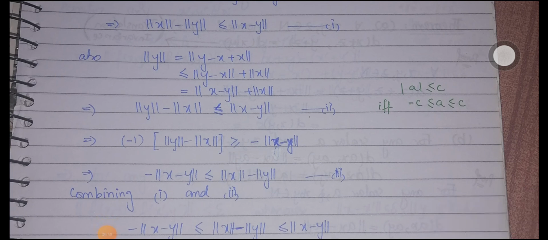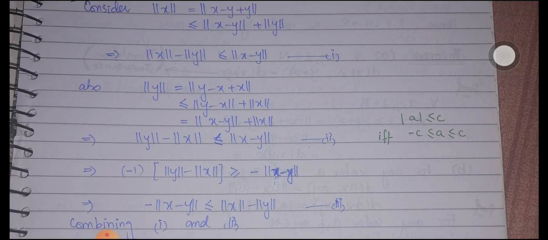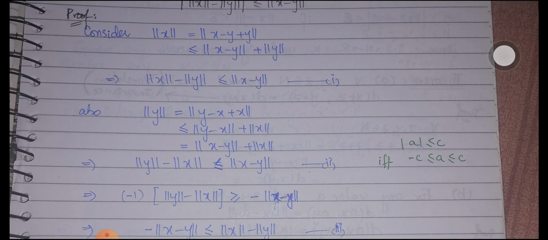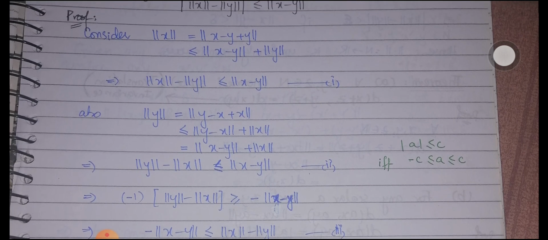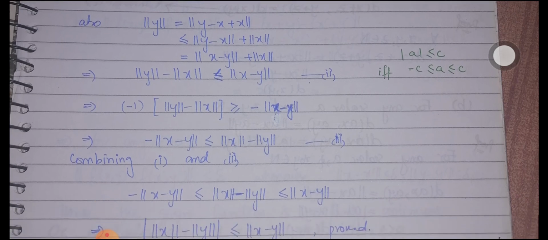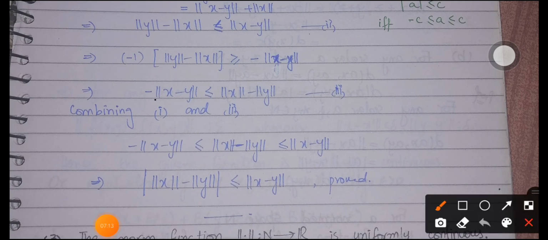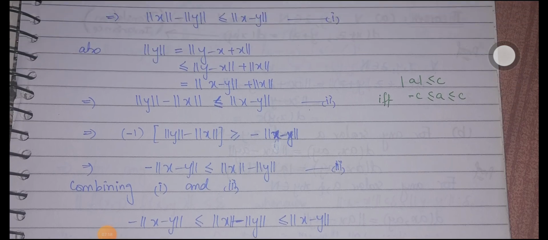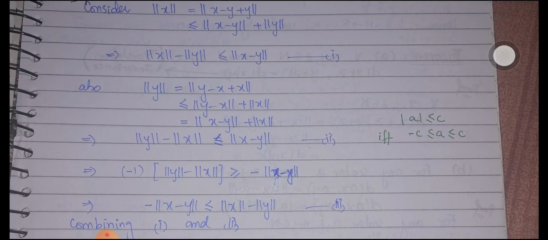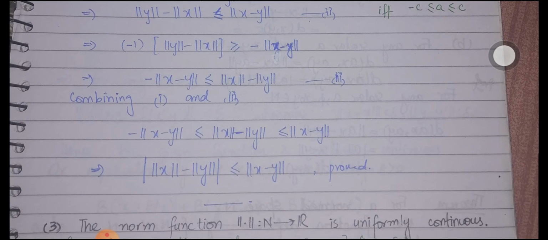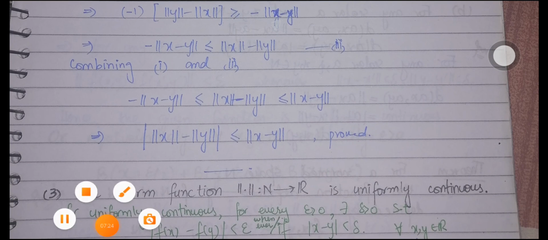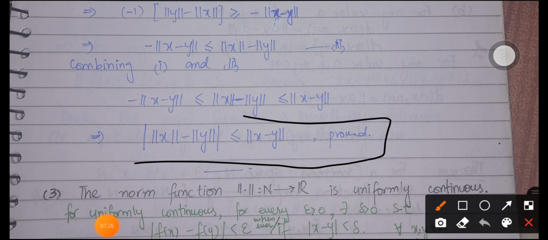Now we will combine the first and third inequality on the basis of this result. Here you can see that minus norm of x minus y is less than or equal to norm of x minus norm of y, and norm of x minus norm of y is less than or equal to norm of x minus y by inequality 1. So here we have the final result that we had to prove.